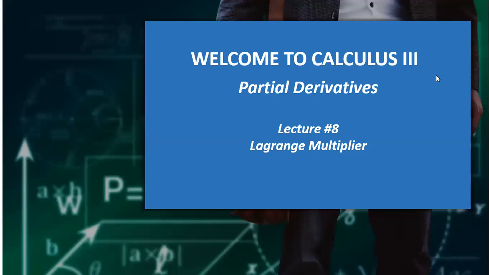Hi, welcome to the Calculus 3 lecture series. We are in the unit about partial derivatives, and this is our last topic in this unit. The topic we're going to talk about is the Lagrange multiplier.